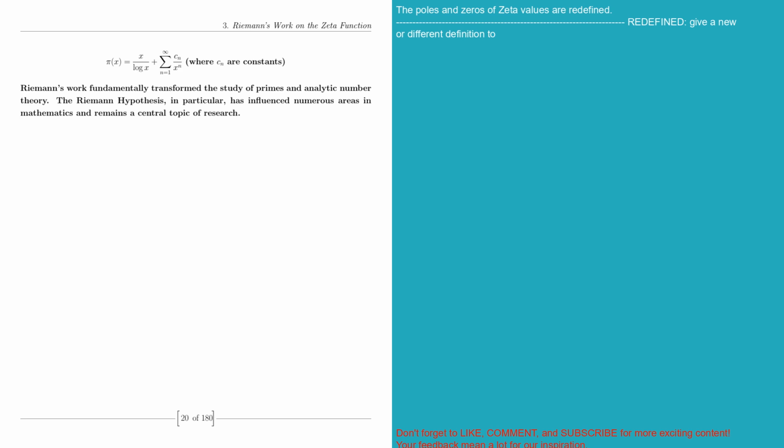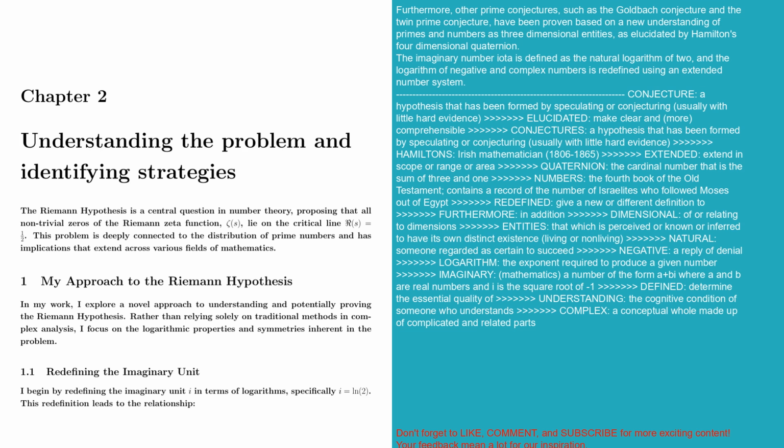The poles and zeros of zeta values are redefined. Furthermore, other prime conjectures, such as the Goldbach conjecture and the twin prime conjecture, have been proven based on a new understanding of primes and numbers as 3-dimensional entities, as elucidated by Hamilton's 4-dimensional quaternion.